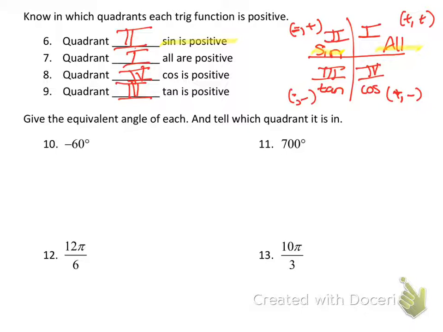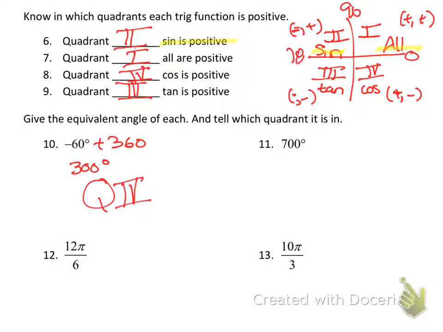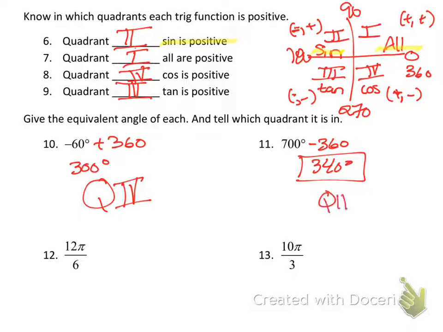Okay, so if it's less than 360, if it's negative, we're going to add 360. So that puts us at 300 degrees, which again, if you look at your quadrant, that puts us in quadrant 4 because this was 0, 90, 180, 270, 360, right? So 300 is between 270 and 360. 700 is bigger than 360, so you have to subtract 360. Then you get 340 degrees. Well, 340, again, falls in quadrant 4.